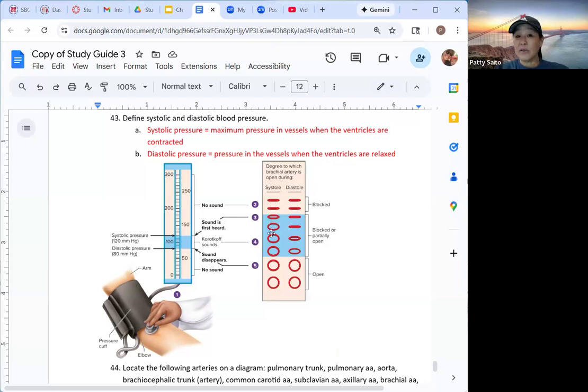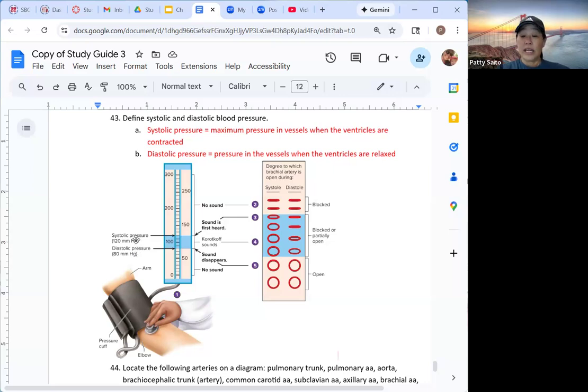And then you'll continue listening and you'll hear sounds. And as soon as the sound disappears, it means that the blood vessel is completely open. And when a blood vessel is completely open, you don't hear sound anymore. And when that sound disappears, that represents the diastolic pressure. And 80 millimeters of mercury is the average diastolic pressure.